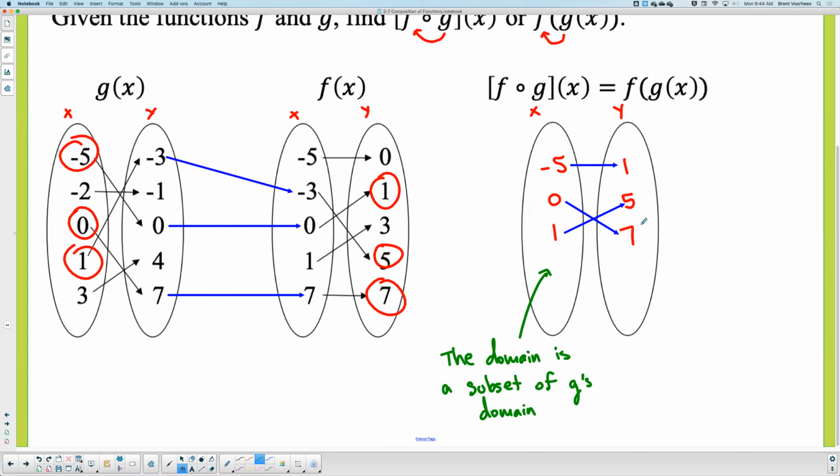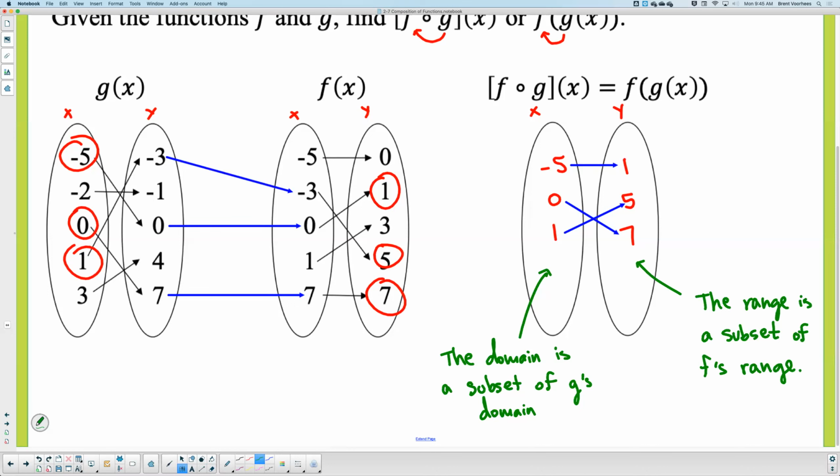Where did the range values come from? The output of f of x. So the range, the y values, the range is a subset. Sorry, got dyslexic there. Is a subset of f's range.